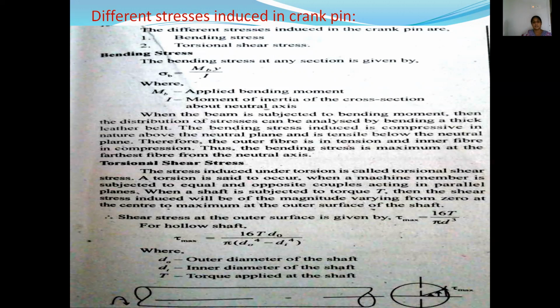The stress induced under torsion is called torsional shear stress. Torsion is said to occur when a machine member is subjected to equal and opposite couples acting in parallel planes. When a shaft is subjected to torque T, the shear stress induced varies in magnitude from 0 at the center. Shear stress at the outer surface is given by tau max equals 16 T by pi d cube. For a hollow shaft, tau max is 16 T d naught by pi into d naught power 4 minus di power 4. d naught is the outer diameter of the shaft, di the inner diameter of the shaft, and T the torque applied to the shaft.